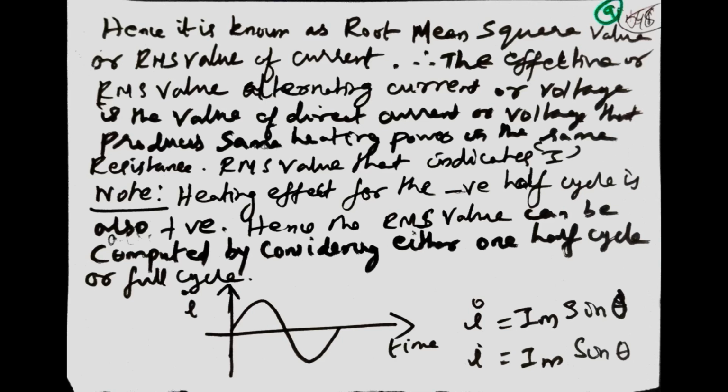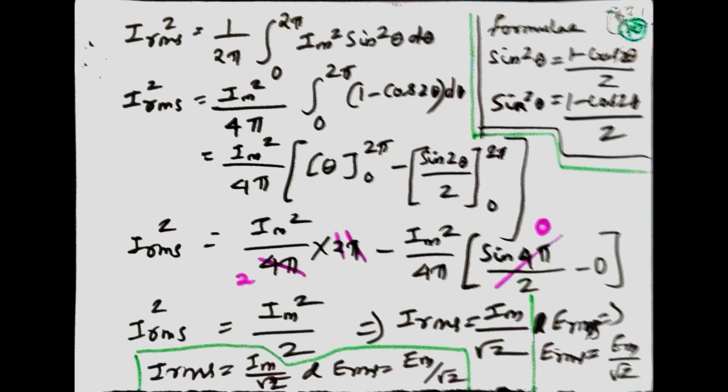Small i is Im sine theta. The full waveform is shown in figure, graph of time versus current. IRMS squared is equal to 1 divided by 2 pi integral 0 to 2 pi Im squared sine squared theta d theta. IRMS squared is Im squared divided by 4 pi integral 0 to 2 pi of 1 minus cos 2 theta d theta. Solving, we find IRMS squared is Im squared divided by 2. IRMS is Im divided by root 2.